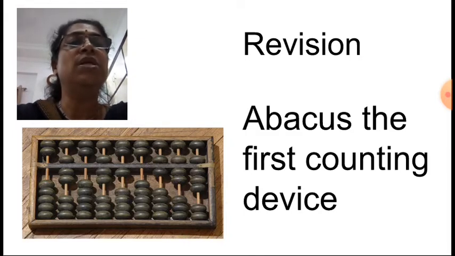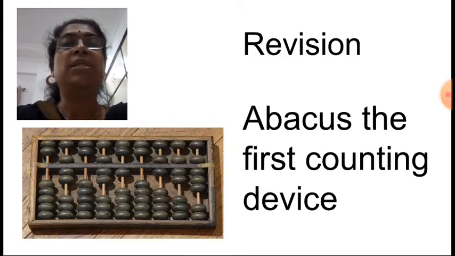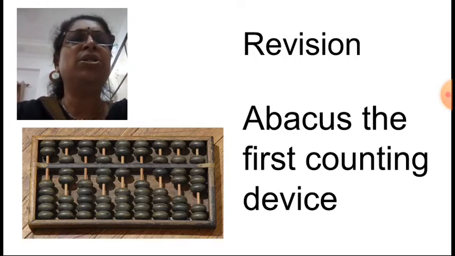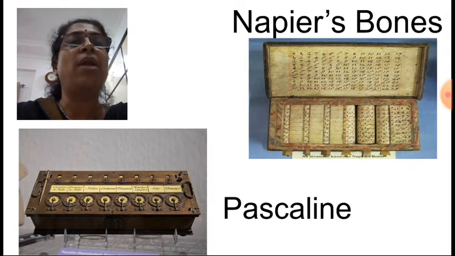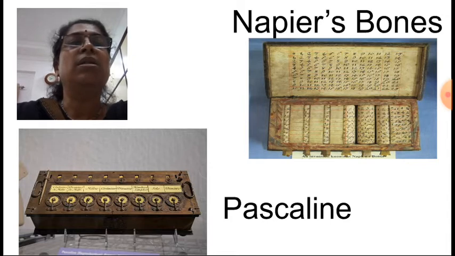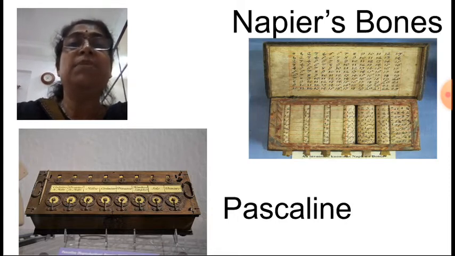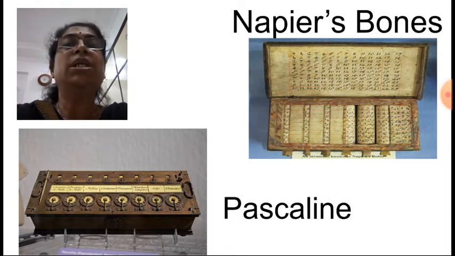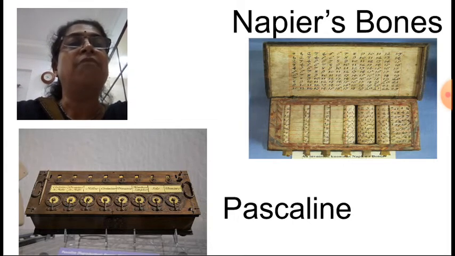Abacus was the first counting device, which got developed in China before 3000 BC. After that, many mathematicians gave their contribution. Out of that, in nearly 1617, John Napier developed the first calculating device, called Napier's bones. He used rectangular rods in that. Now comes Blaise Pascal. He developed the Pascal adding machine, called Pascaline, nearly in 1642, which could do addition, subtraction, multiplication, division.